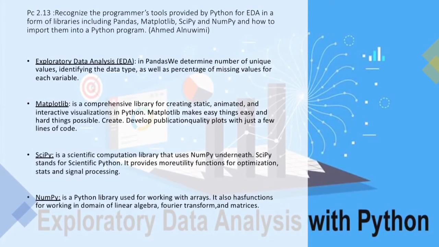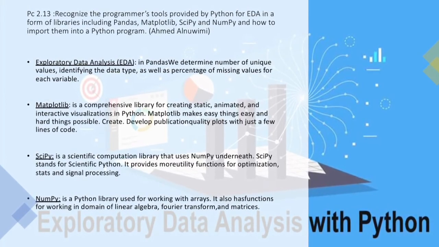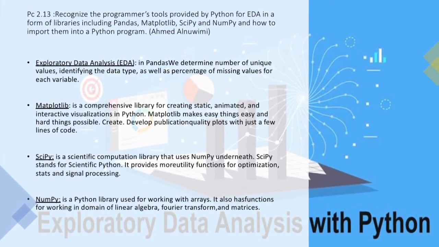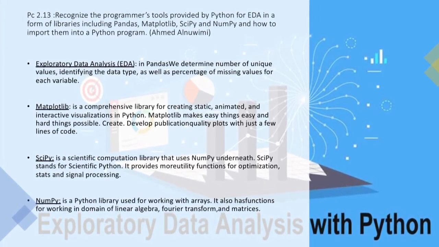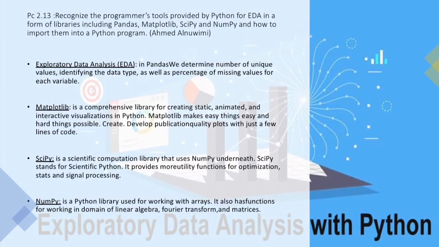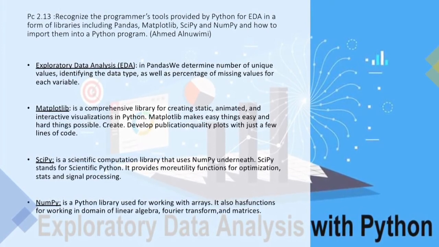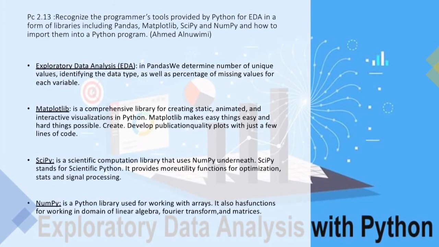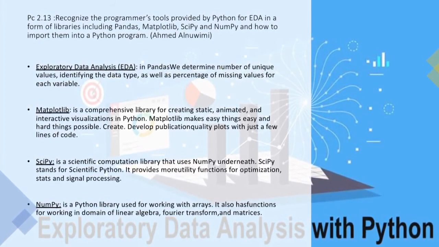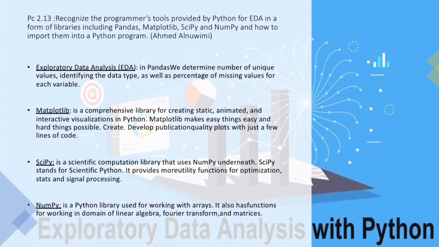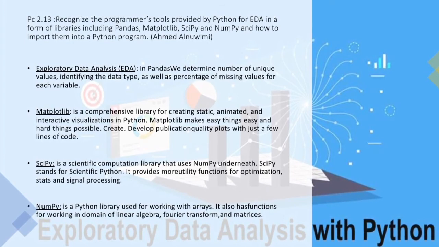Pandas. In pandas, we determine the number of unique values, identify the data type as well as the percentage of missing values for each variable. Matplotlib is a comprehensive library for creating static, animated and interactive visualizations in Python. SciPy is a scientific computation library that uses NumPy underneath. SciPy stands for Scientific Python.